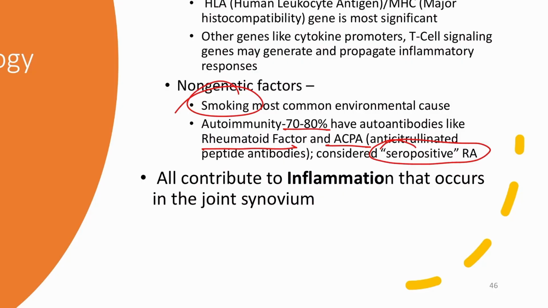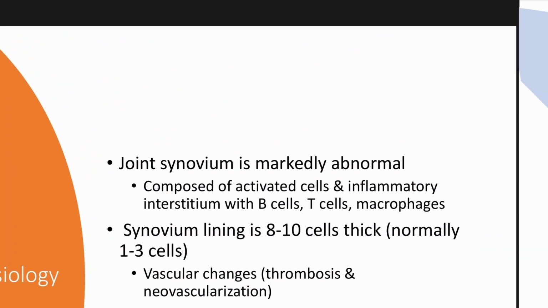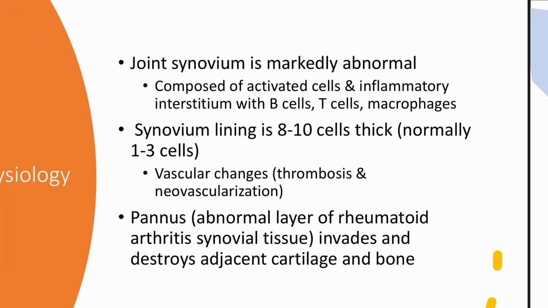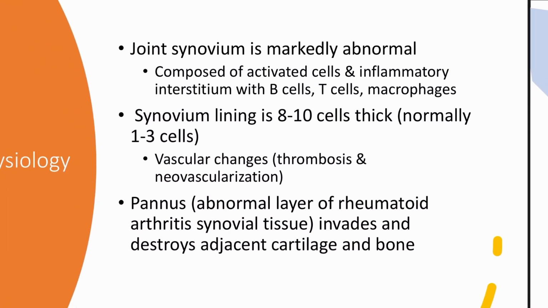All these things contribute to inflammation that occurs in the joint synovium. So now we're talking about the actual synovium, the joint capsule becoming very inflamed. So the joint synovium is very, very normal. We get activated cells, inflammatory initiation with B cells, T cells, and macrophages. Normally, the synovial lining, that little membrane, is only 1 to 3 cells thick, but now it gets thickened to becoming 8 to 10 cells thick. Get some vascular changes. Obviously, with that synovium lining becoming thicker, diffusion starts to be a problem because now we're increasing the distance for diffusion.